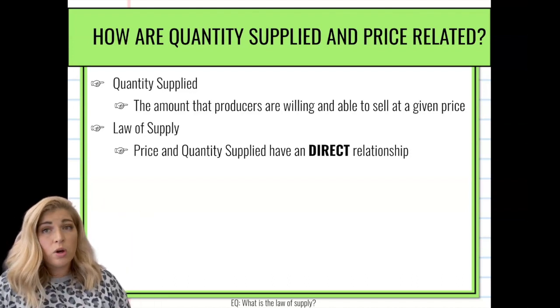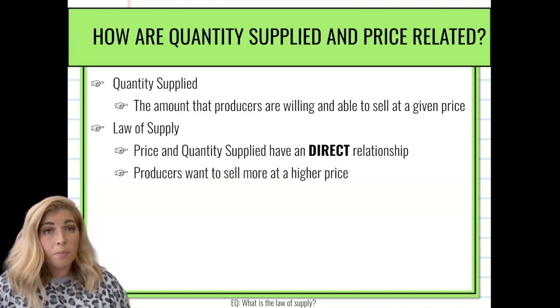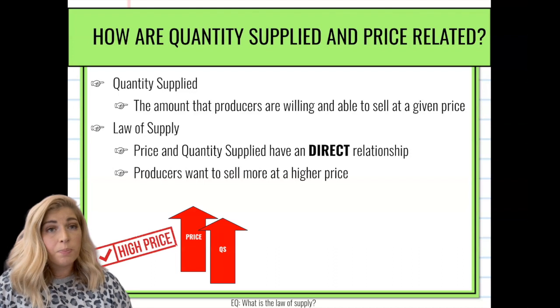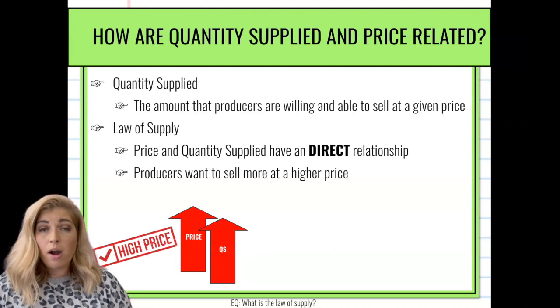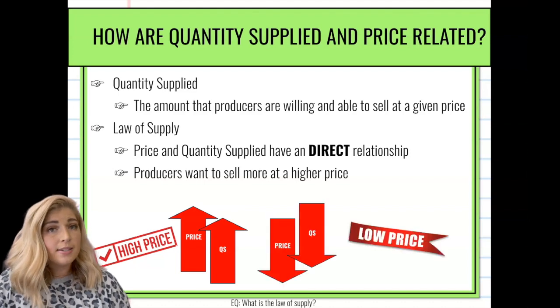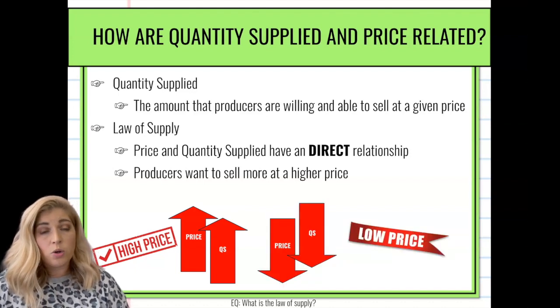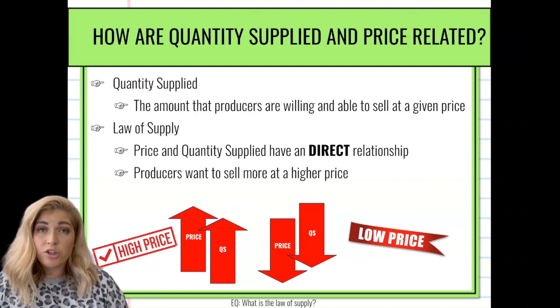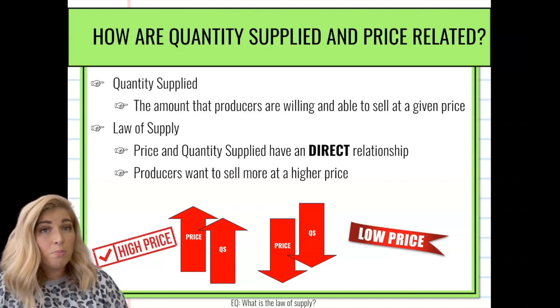So producers want to sell, like I said, more stuff at higher prices. So if you fill in your red arrows, and you can just use QS for quantity supplied and P for price: as the price increases, the quantity supplied increases. And vice versa, as the price decreases, the quantity supplied is going to decrease. Again, very backwards to you and me, but think as a producer, you want to make as much money as possible. The more that you sell at your highest possible price, the more money you're going to make for your business.